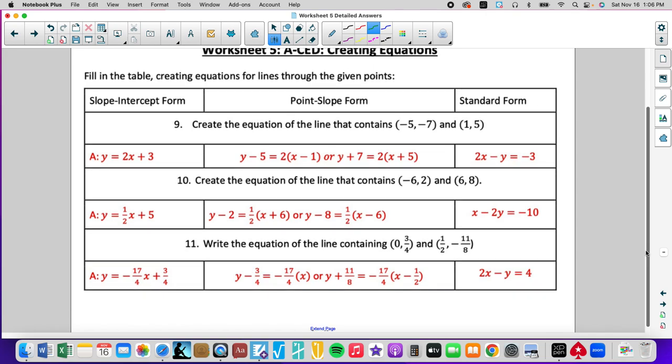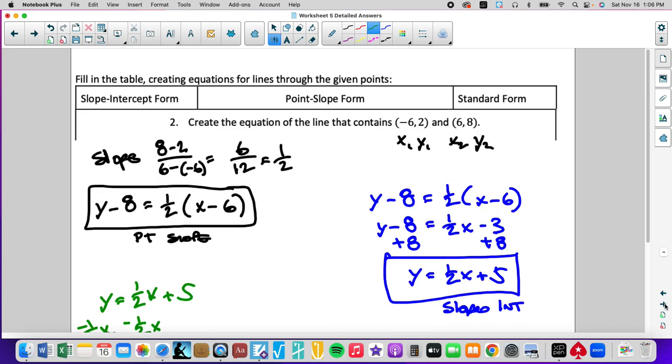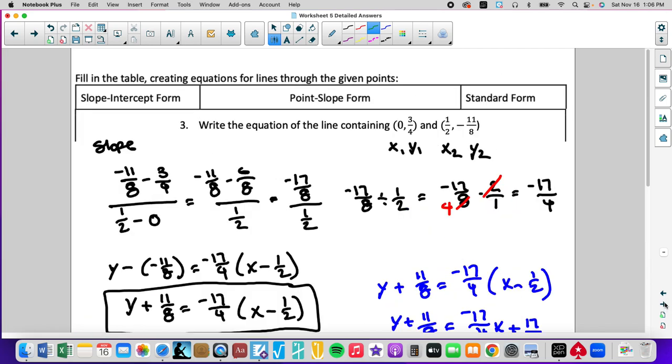Standard form. Uh-oh, I don't think it was negative. I don't think it was positive. Okay, maybe I made a mistake. Let's take a peek at that. Let's take a little look here and see where I maybe made a mistake.